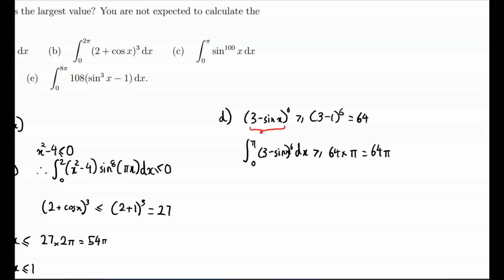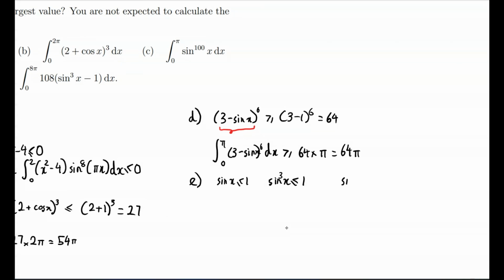And finally, let's consider option E. Since sine x is always less than or equal to 1, we have that sine cubed x is also always less than or equal to 1. So that means sine cubed x minus 1 is always less than or equal to 0, and the same applies if we multiply the function by 108. So if we integrate the function from 8 pi to 0, since the function is always less than or equal to 0, the area that it captures is also less than or equal to 0, hence the integral is going to be less than or equal to 0.